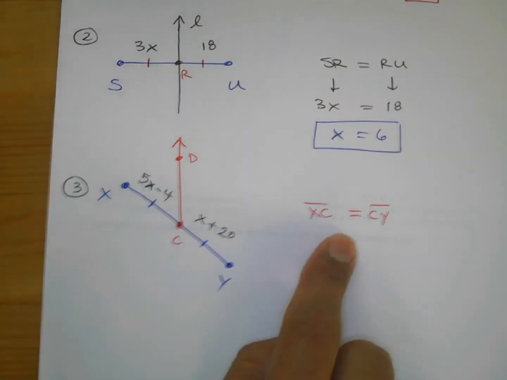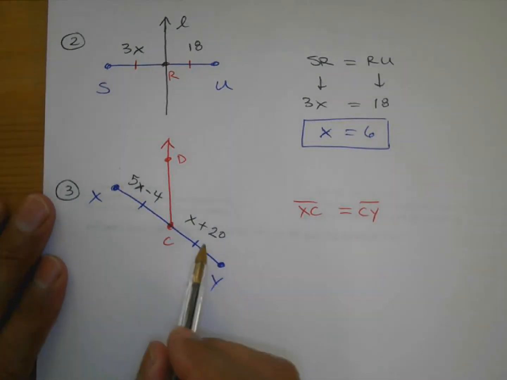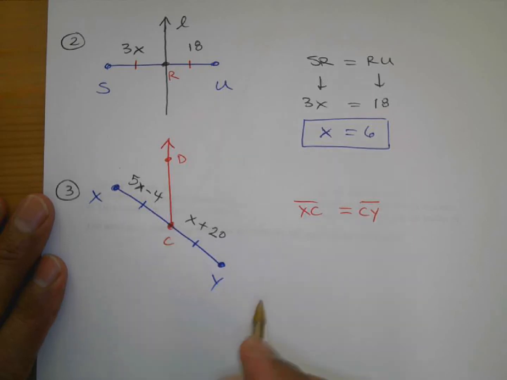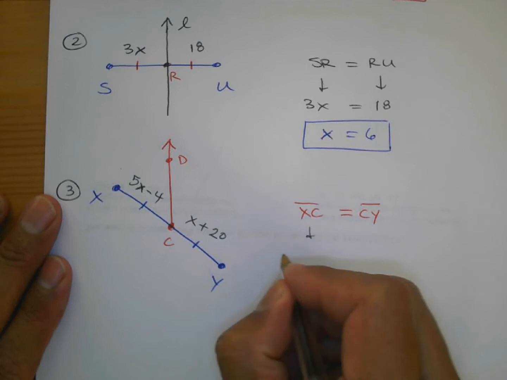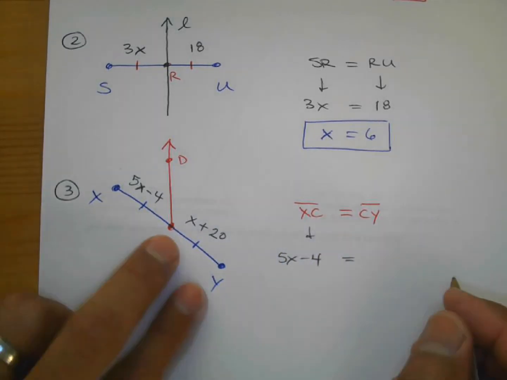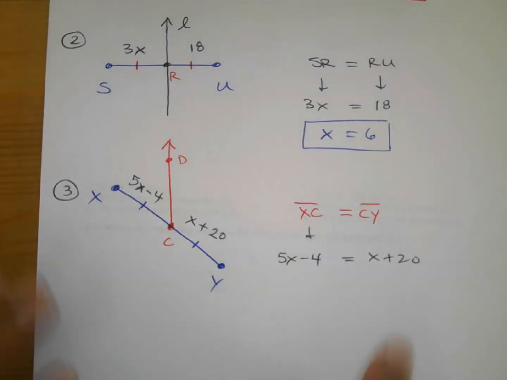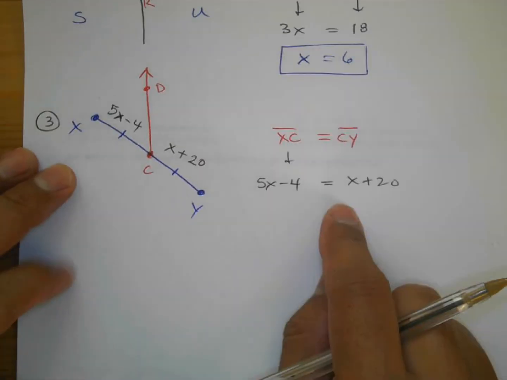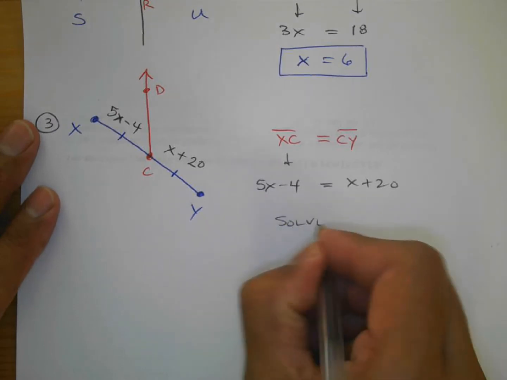Right? Remember, communicate your math. Always use a formula or an equation or something that's telling me why you're putting them together or why you're setting them equal to each other. That means that 5x minus 4 has to be the same thing or equal to what? This x plus 20. And the math is going to be easy because all you got to do is solve, right? All you got to do is solve this. How do you solve this?